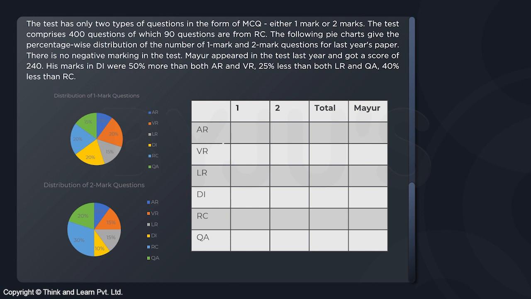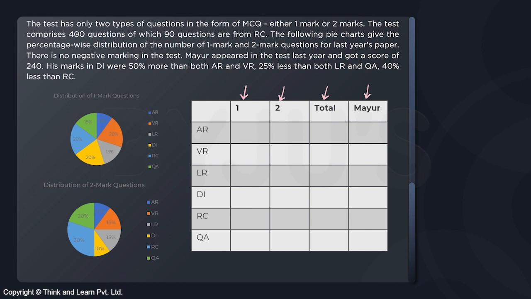I have made this small table on your screen. In this table, I have AR, VR, LR, DI, RC, and QA in the first column. This 1 represents the 1 markers. This 2 represents the 2 markers. The total is the total number of questions, and this is the number of questions or the score of Mayur. We will be talking about it.